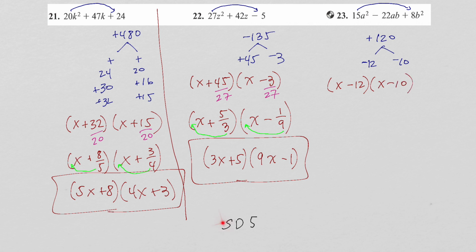That's the slide part. Now the divide part, I'm going to divide by the number I slid over, which is the 15. So I'm going to take that and divide by 15. And I'm going to reduce this fraction if I can. Dividing by 3 gives me 4 over 5. Dividing by 5 gives me a 2 over 3. Then if there's a denominator, you're going to take it and slide it back. And you're going to end up with 5x minus 4 times 3x minus 2.